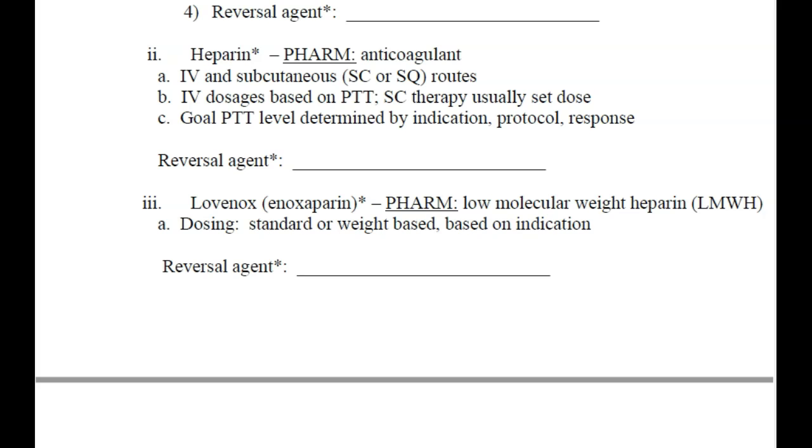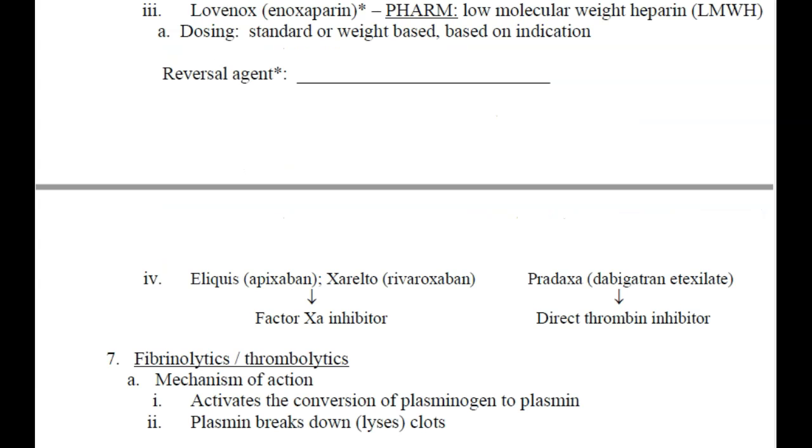for example, for DVT and for PE. It is also important to remember the reversal agent of Lovenox. The reversal agent of Lovenox would be the same as the reversal agent of heparin, which is protamine sulfate. Again, protamine sulfate binds to enoxaparin and it neutralizes it. Another anticoagulant that's commonly used is Eliquis or apixaban and Xarelto or rivaroxaban. These are factor 10A inhibitors, or sometimes also called factor XA inhibitors. Also, Pradaxa is also used. It's dabigatran etexilate. It is a direct thrombin inhibitor.